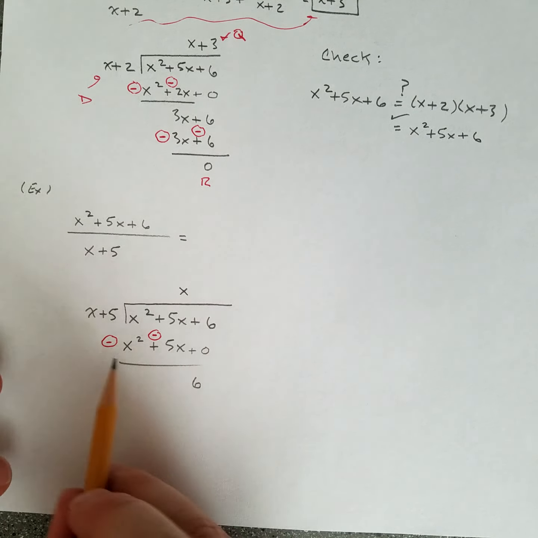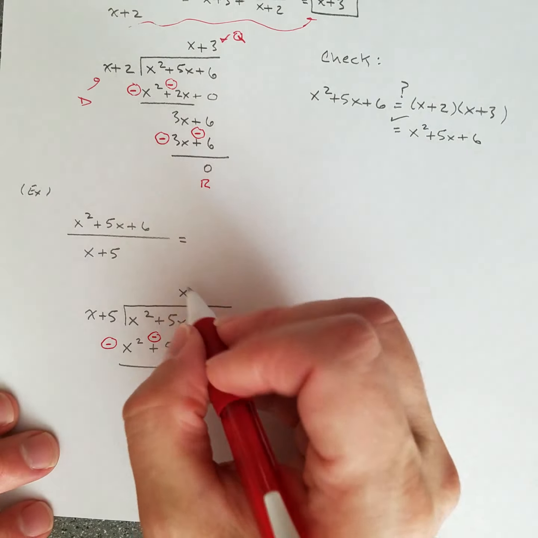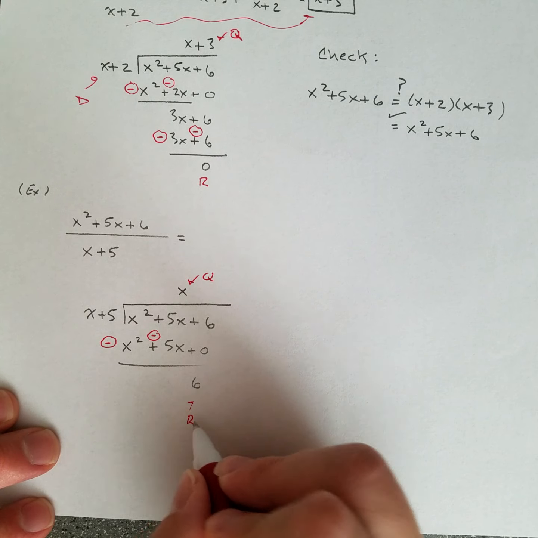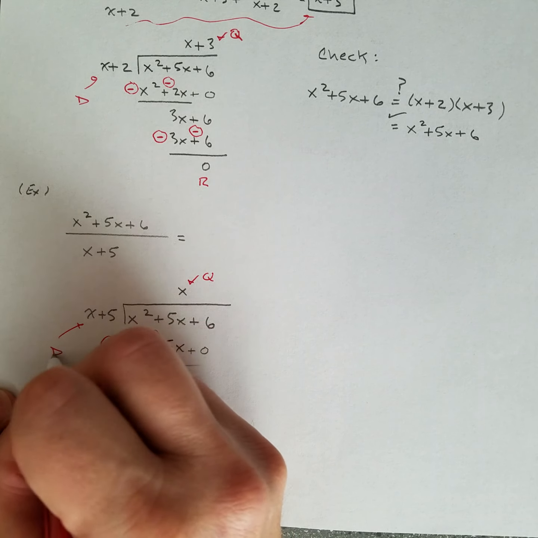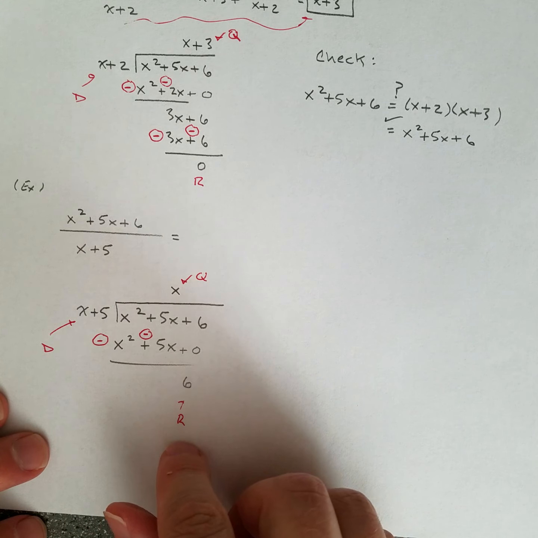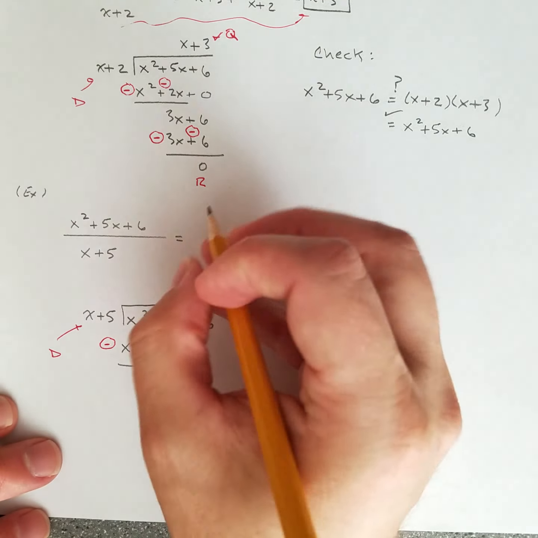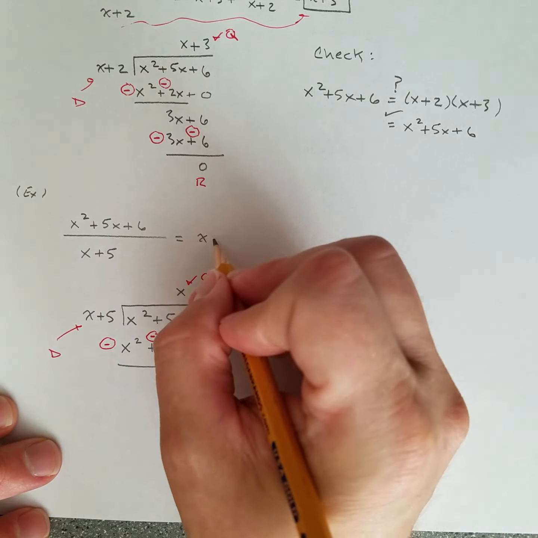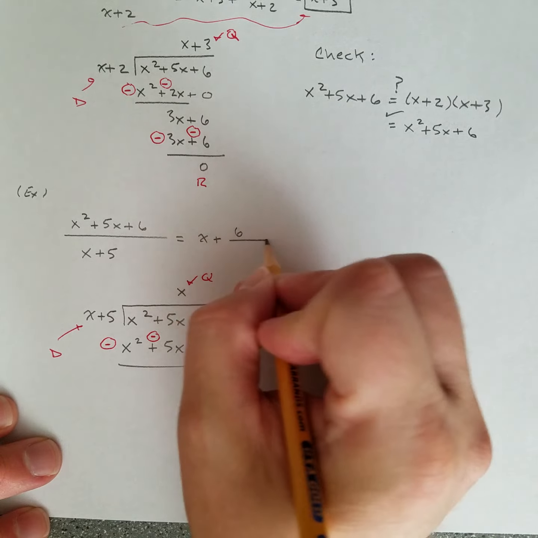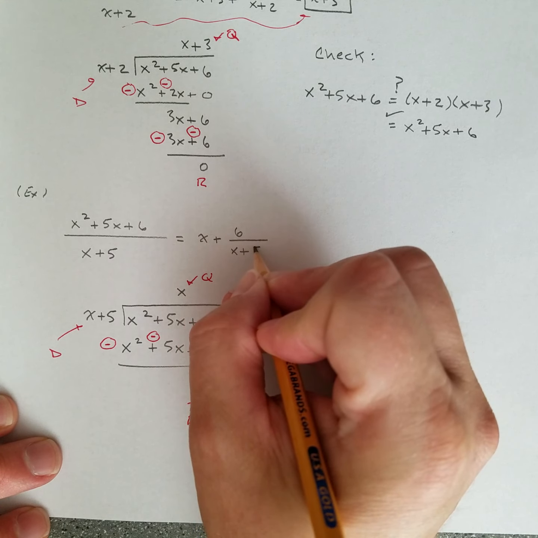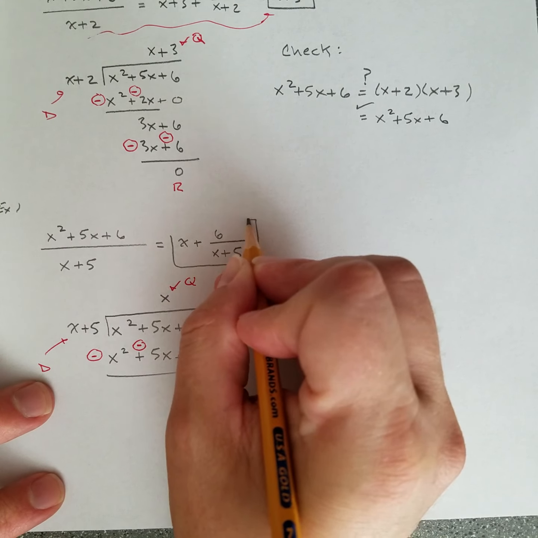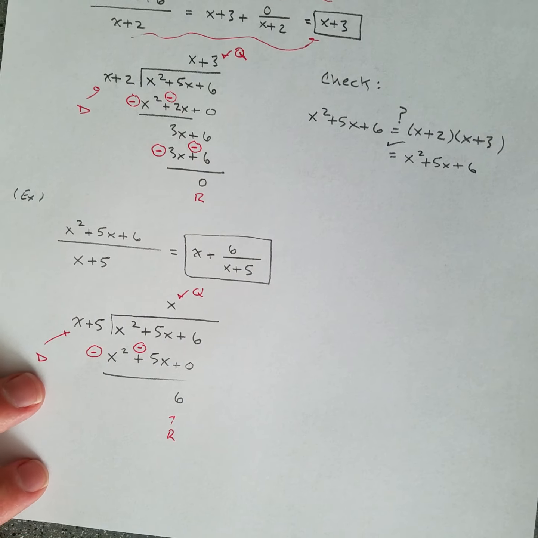So in this one we did it in one step. This is the quotient. That's the remainder. That's the divisor. So what form does the answer take? Quotient plus remainder over divisor. So I'm going to get x for the quotient plus 6 over x plus 5. And that will be it.